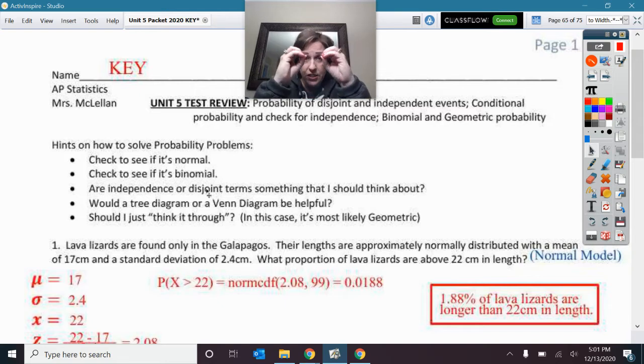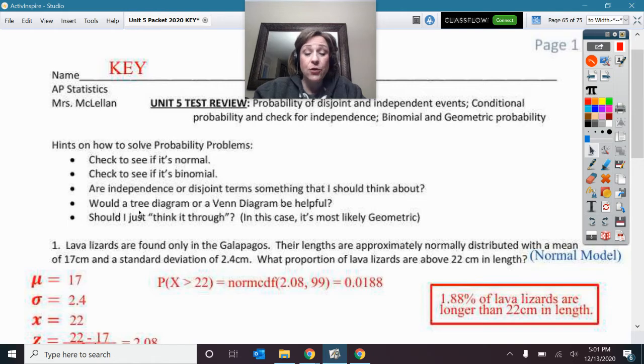So disjoint looks like this, two separate circles. If they are joint, then there's overlap, and this is not disjoint. So if two things can happen at the same time, then they are not disjoint. Remember, the other word for that is mutually exclusive, is separate.